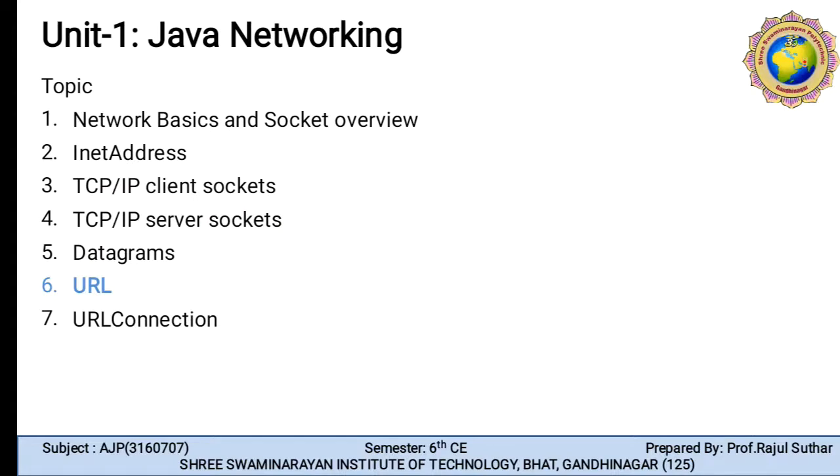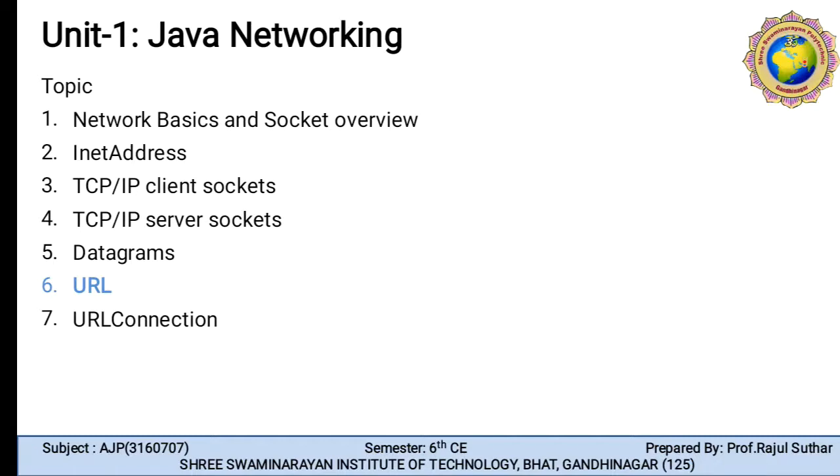Then let me discuss the next point, which is URL. So what do we mean by URL? Uniform Resource Locator. Why is URL required? URL stands for Uniform Resource Locator. It uniquely identifies an address over the internet. Anything that gets connected to the internet, such as an HTML page, an image, or an audio or video file, must have a unique URL.